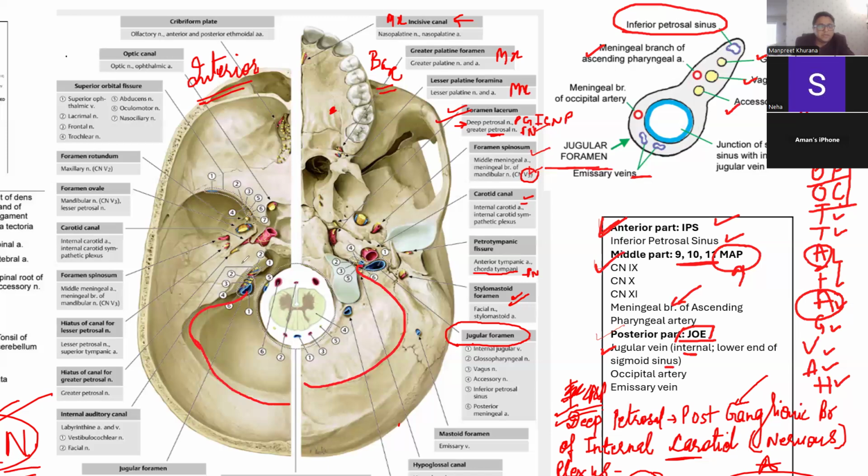This is the petrous part of the temporal bone. There is the superior petrosal sinus and the inferior petrosal sinus. The inferior petrosal sinus passes through the anterior part, right? And in the posterior part, we have the internal jugular vein, which is the lower end of the sigmoid sinus. This is the sigmoid sinus, and its lower end passes through the posterior part of the jugular foramen. Then we have the occipital artery and the emissary vein. So we can learn it through JOE, J-O-E. Any confusion in this?